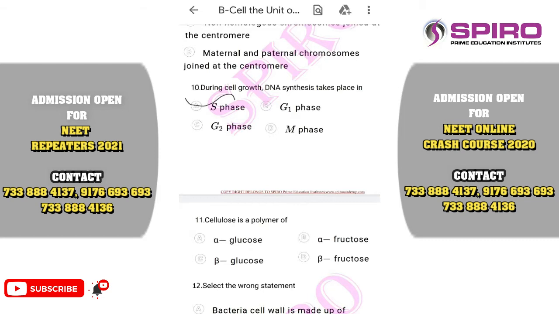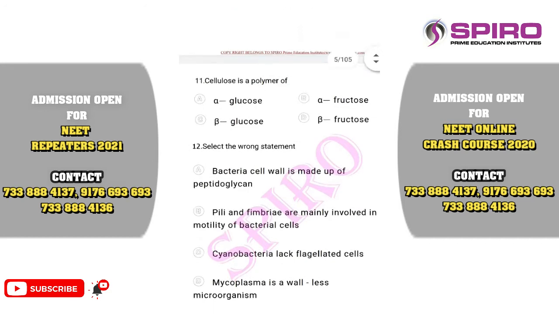Proceeding to the next question, dear students. Question number 11: the cellulose is a polymer of alpha fructose, beta glucose, and beta fructose. Dear students, you know cellulose is going to be a homopolymer. It is a polysaccharide where the glucose units are arranged linearly and they are joined by beta-1,4 glycosidic linkage. Here the glucose is nothing but the beta-glucose. So the correct option is option C, beta-glucose.